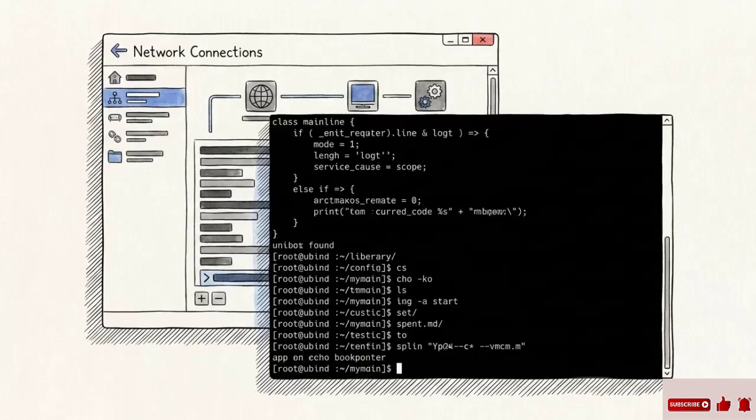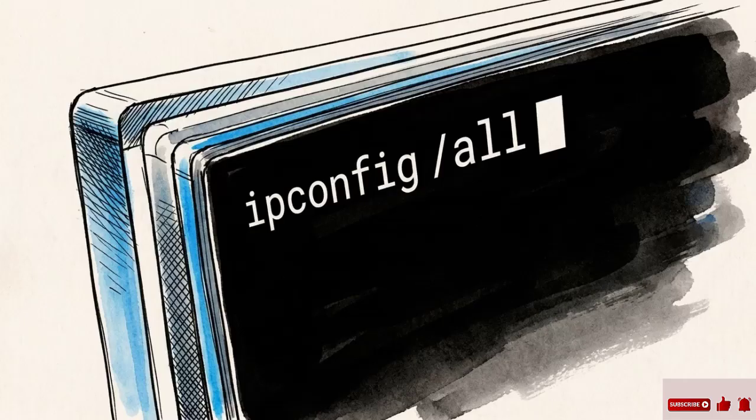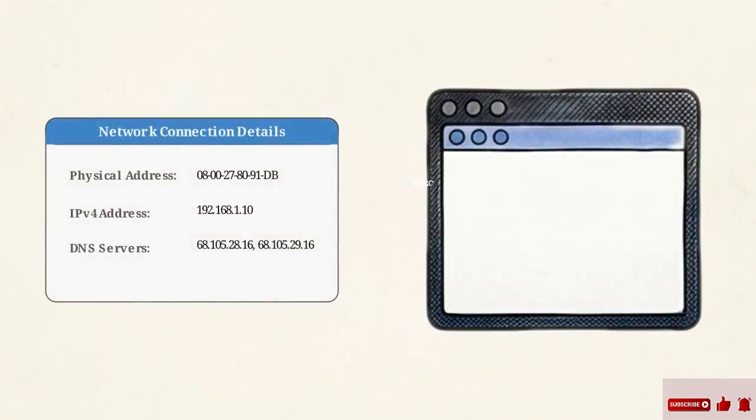The graphical menus are helpful, but the Windows command prompt provides a raw, unfiltered look at your system's configuration. Let's open it. In the command line window, type ipconfig /all and press Enter to execute the command. Scroll through the text output until you find your network adapters. You will see that the physical address, IPv4 address, and DNS servers listed here exactly match the data we extracted earlier from the GUI windows.